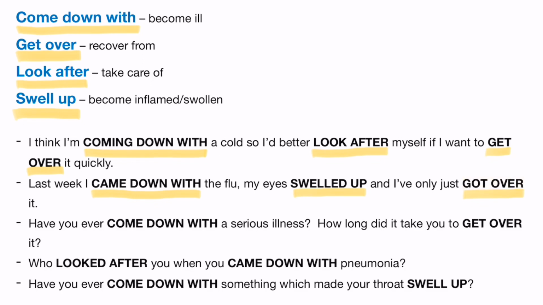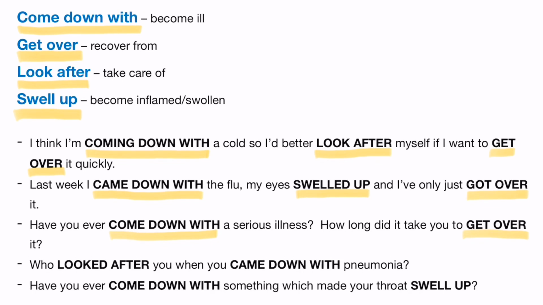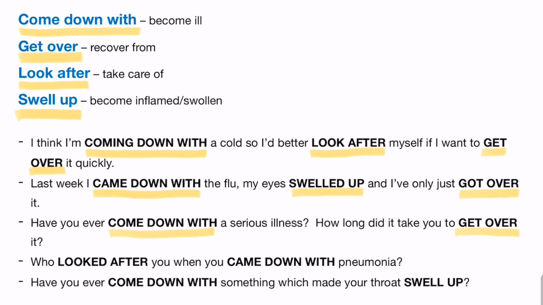You can see that we're using all different tenses again. Have you ever come down with a serious illness? How long did it take you to get over it? That's another thing. It's very good if you don't only change the tenses, but sometimes make it negative, interrogative, affirmative. Who looked after you when you came down with pneumonia?